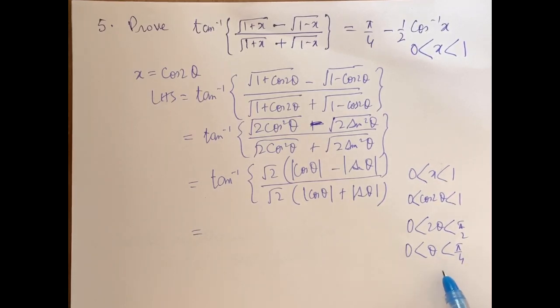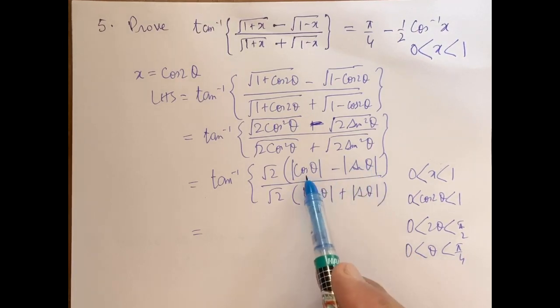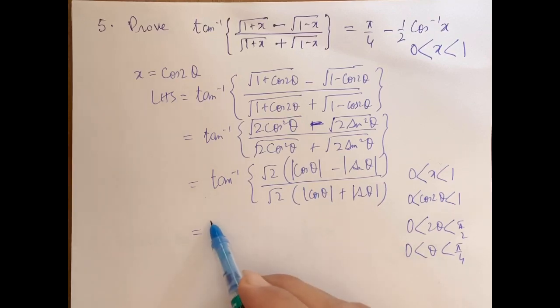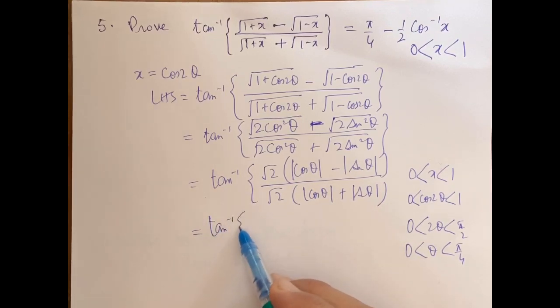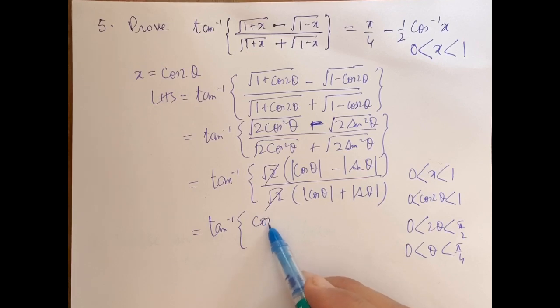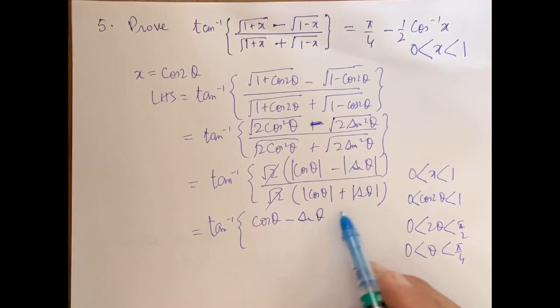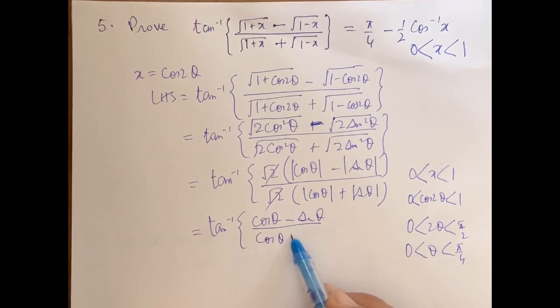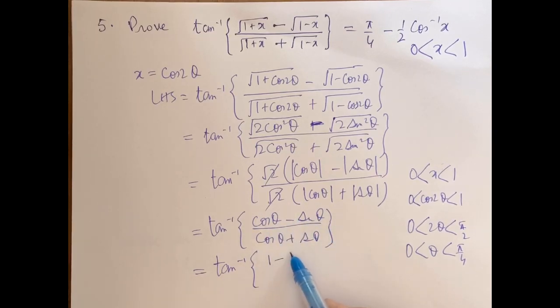So that means theta is an angle in the first quadrant. So sin theta is positive, cos theta is positive in first. Therefore, this will be tan inverse of, this will cancel out. It will be simply cos theta minus sin theta upon cos theta plus sin theta. This is tan inverse of, dividing throughout by cos theta, 1 minus tan theta upon 1 plus tan theta.